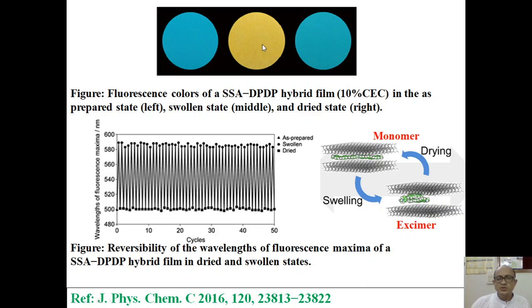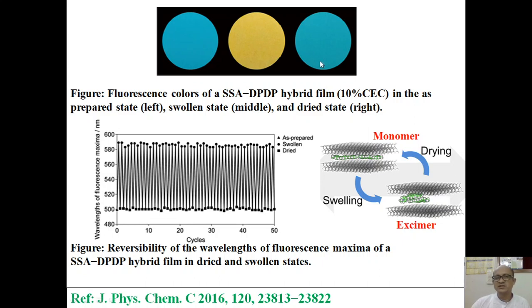Once it is swollen, we washed the film, took the DMSO out and dried it, and you can see the color returned. This is a reversible process, and we have observed this up to 50-60 cycles. And here you can see in the case of the monomer, in dried condition the gap is very small, so one molecule remains flat. In the swollen state, the gap is higher, so more than one molecule forms an excimer.